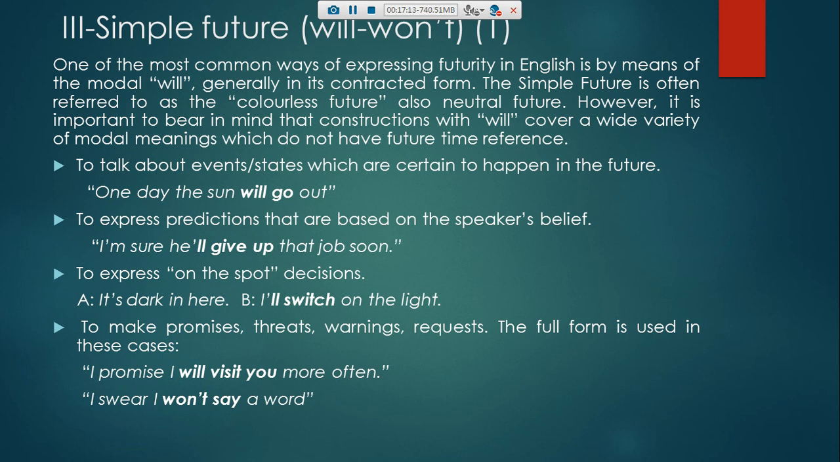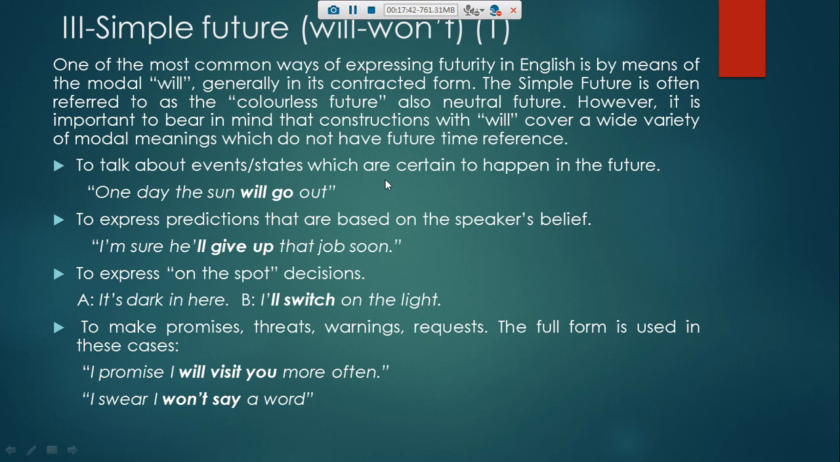Well, this is something that you're going to study in depth in third year, but the fact that the simple future is called the colorless future has to do with this. The fact that will can denote a variety of meanings, different shades of meaning that do not have future time reference. The colorless future is something like a future with no color. There's no shade of meaning. It's neutral. Okay, let's see some examples.